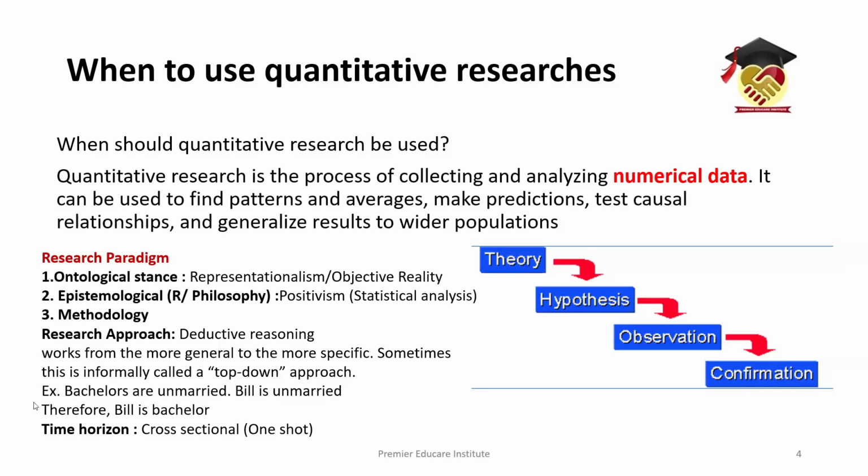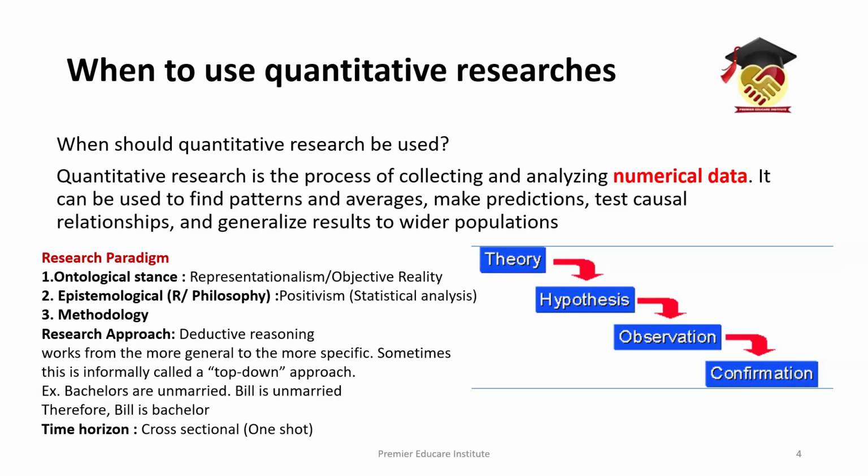So the research paradigm, the ontological stance, is representationalism. You don't have to worry about that; these are philosophical assumptions, a little bit technical. Quantitative means the truth is out there, and you have to go and observe it by using your own sensory organs, or by using some scientific methods, for example questionnaires, Likert scale questionnaires. Objective reality is there.